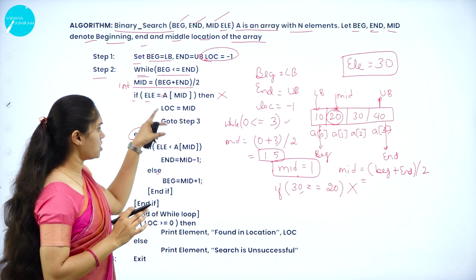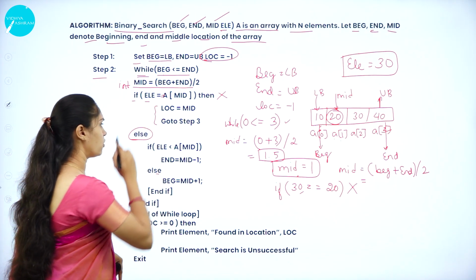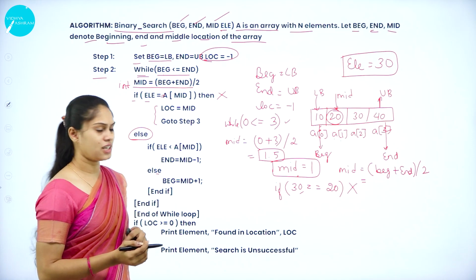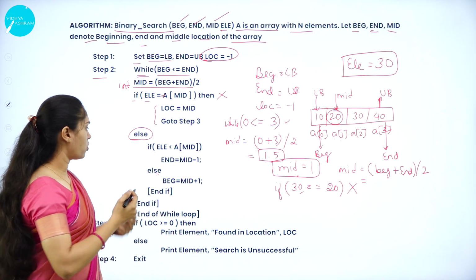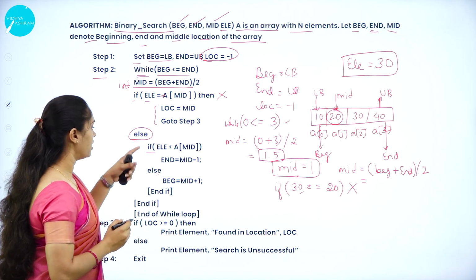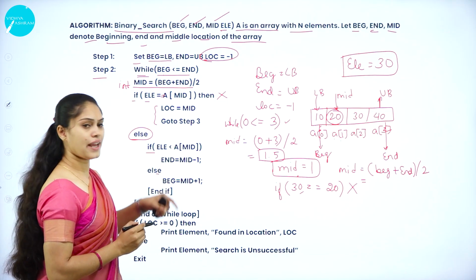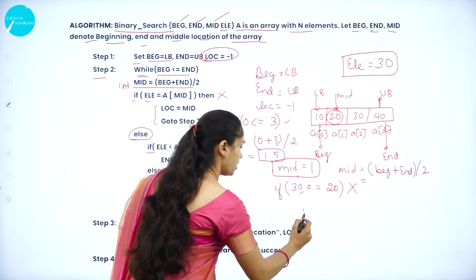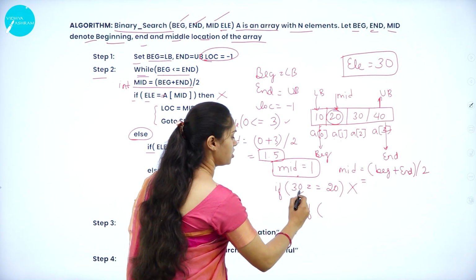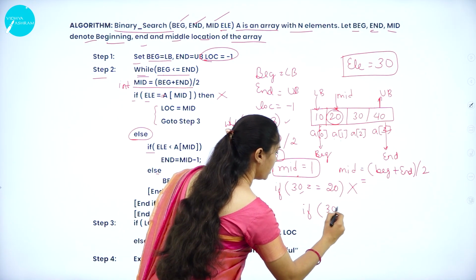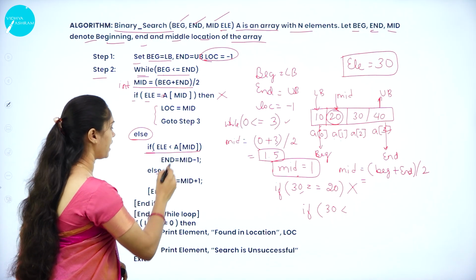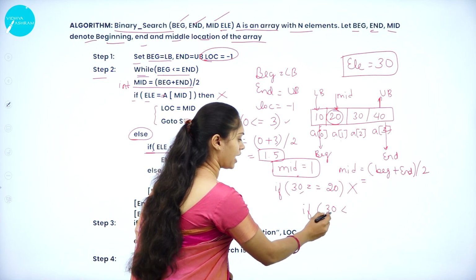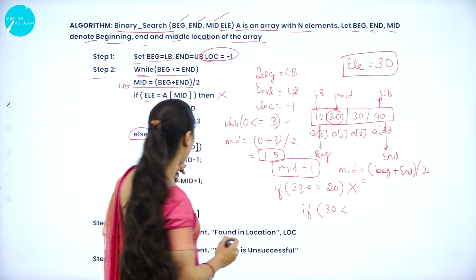If the condition is true, then these two statements are going to be executed, or else it comes to the else part. So here I have an else part. I am going to make a comparison here. If element is less than a of mid. So let me check, what is the element I am searching for? 30. Is it less than a of mid? So let me go with this one.